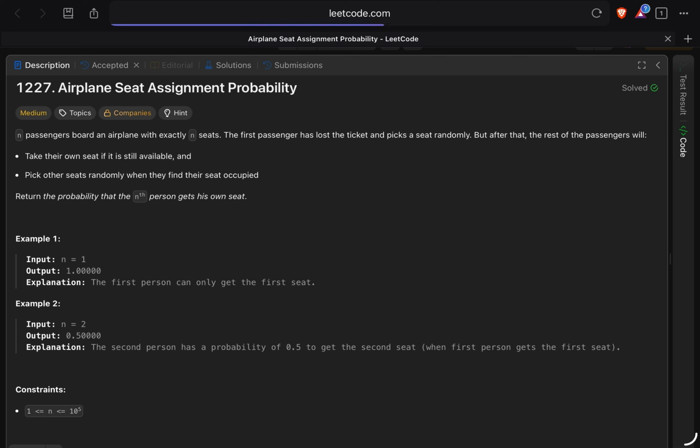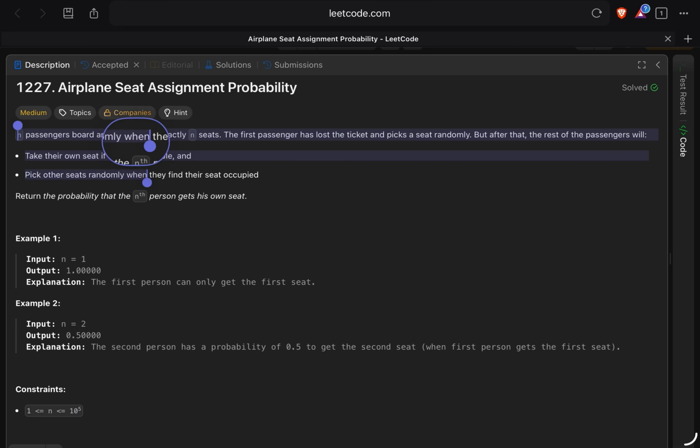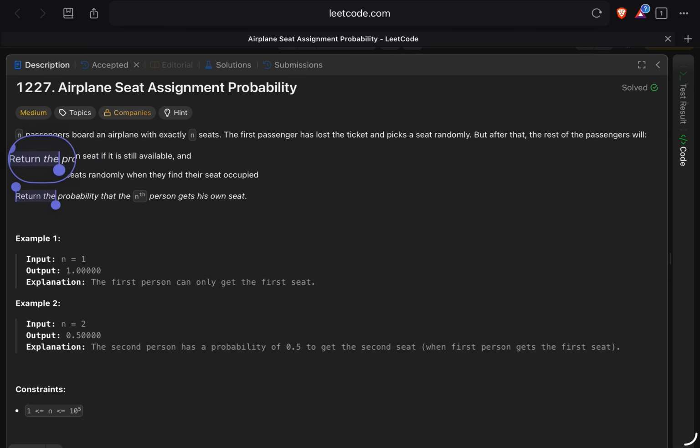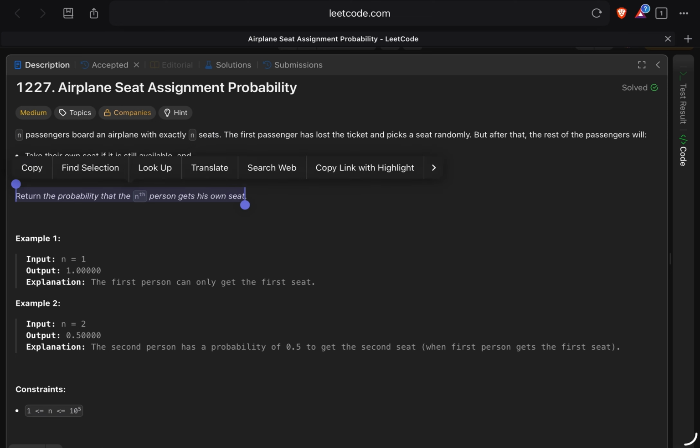It says there are n passengers who board an airplane which has exactly n seats. The first passenger has lost the ticket and picks a seat randomly. But after that, the rest of the passengers will take their own seat if it is still available, and pick another seat randomly when they find their seat occupied. Now we have to return the probability that the nth person gets his own seat.